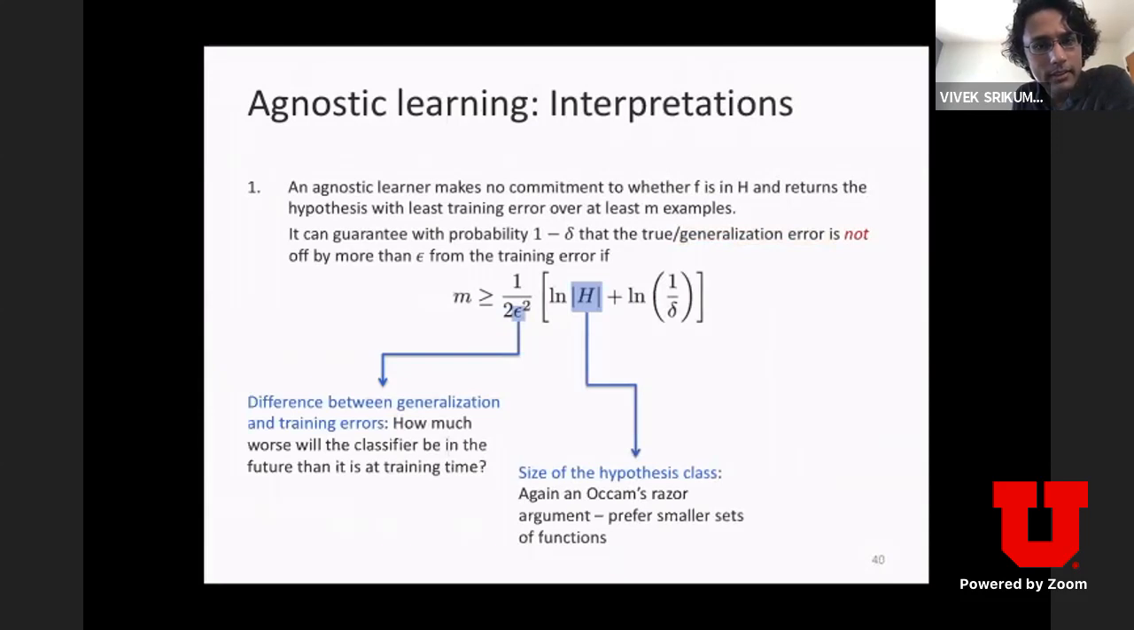Once again, we see that there is a dependency on the log of the size of the hypothesis class. This is again an Occam's razor theorem. It says, in the absence of any information, I prefer smaller hypothesis sets because that will give me smaller m. So this allows us to essentially prove or disprove PAC learnability in the agnostic case, when we don't make any commitment whether the true concept is in the hypothesis class or not.